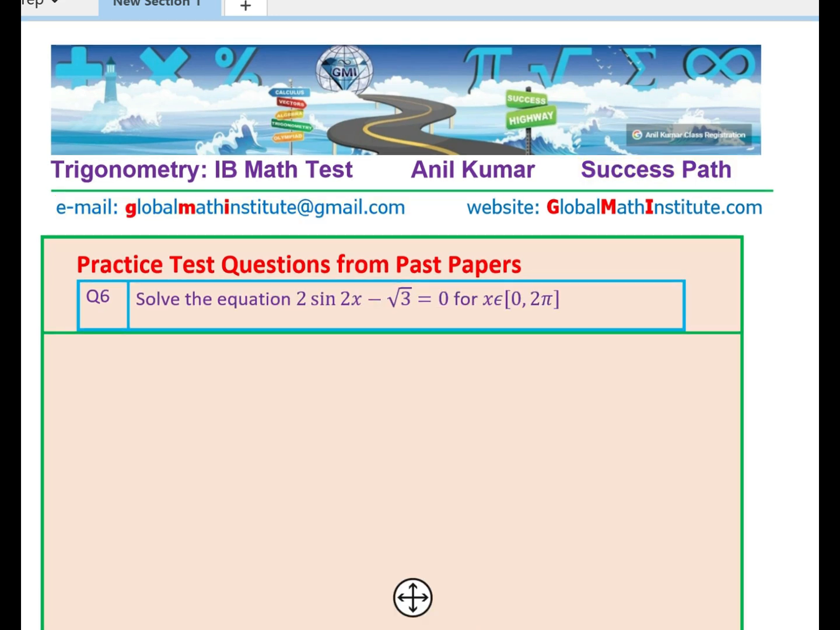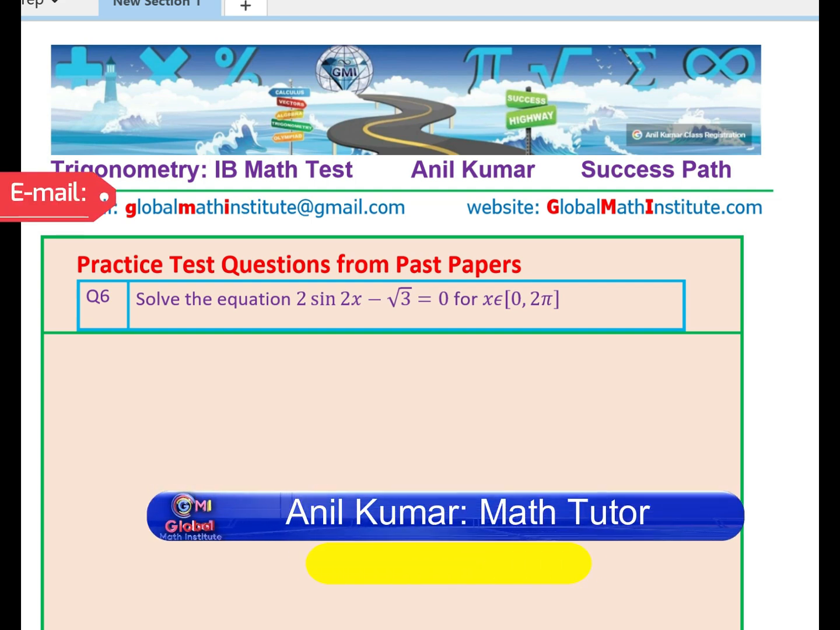Now, let's look into the next question, which is: solve the equation 2 sine 2x minus square root 3 equals 0, where x is between 0 and 2 pi.